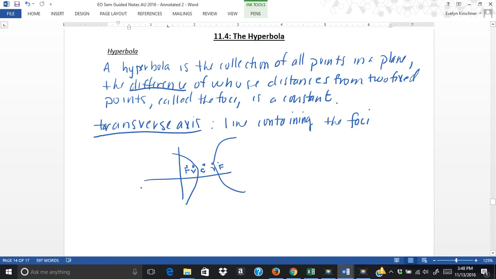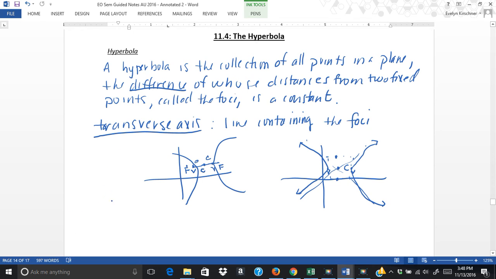So I have some A's, B's, and C's. My distance from the center to the vertex is A. The center to the focus is C. And if I have a center here, and I go B in this direction and A in this direction, so here are my vertices and here's the other part, I can draw a little box and I can draw my asymptotes, and then I know exactly how my graph is because it approaches the asymptotes of the hyperbola. And when we do some graphing, we'll see a little bit more about that.